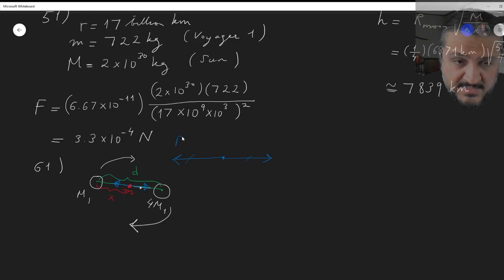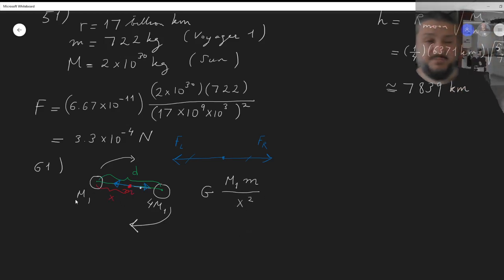Okay, let's call it FL, FR, meaning L for left, R for right, right? So what is FL, for instance? Use the same formula over and over again. G times the binary star's mass, m1, times our test mass, little m, divided by x squared. That's the force between m1 and m.